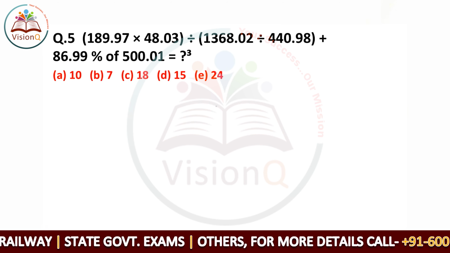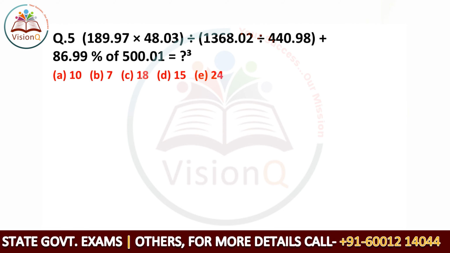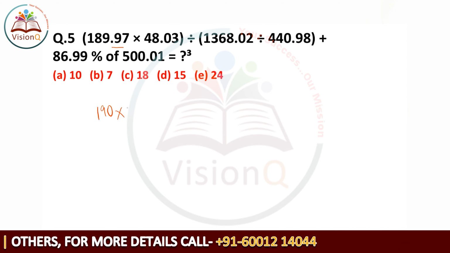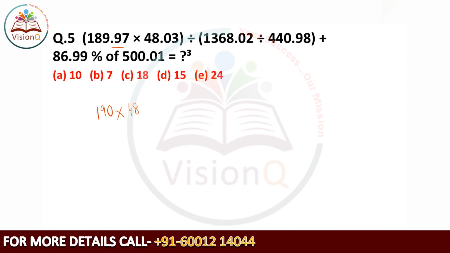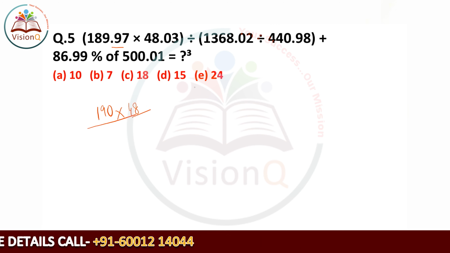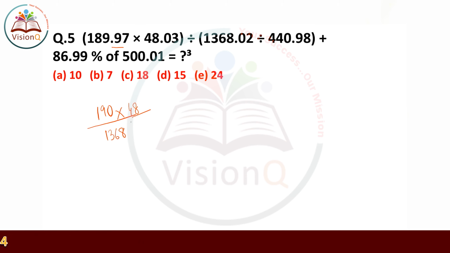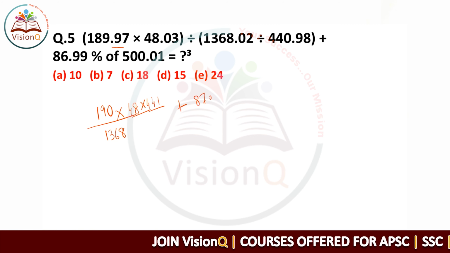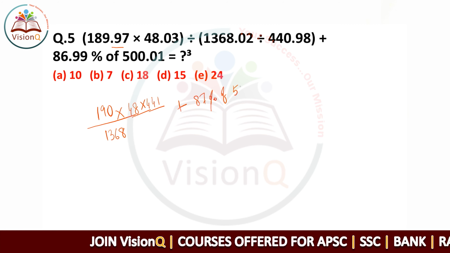The last question of approximation is question number 5. So what to do here? Okay, 189.97, that means 190, into 48.03, which is 48, divided by 1368.02, which is 1368. Then again it is divided by 440.9, that means 441. So this 441 will go in the numerator. Plus 86.99%, I can take it 87% of 500.01, which is 500.